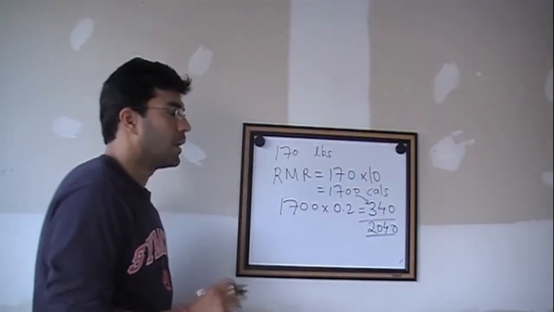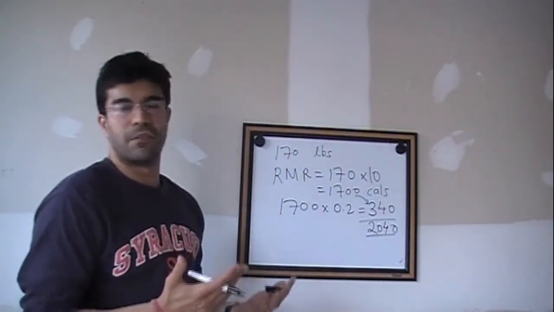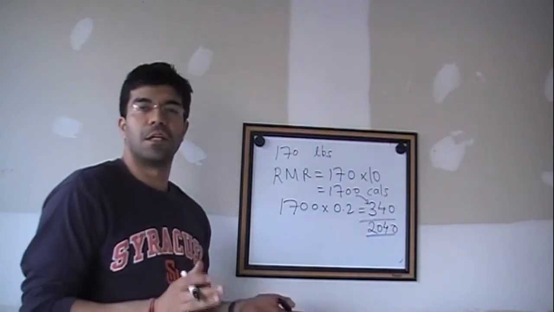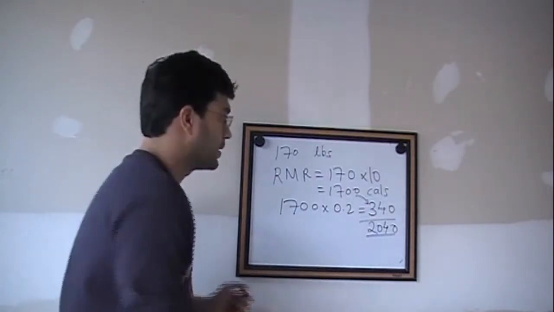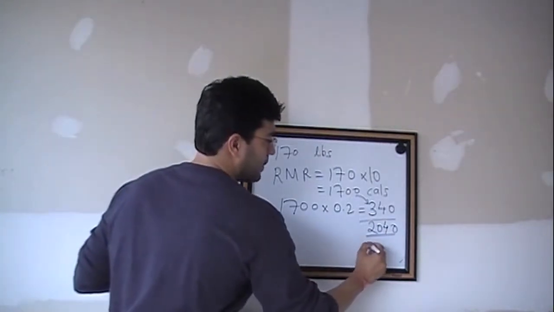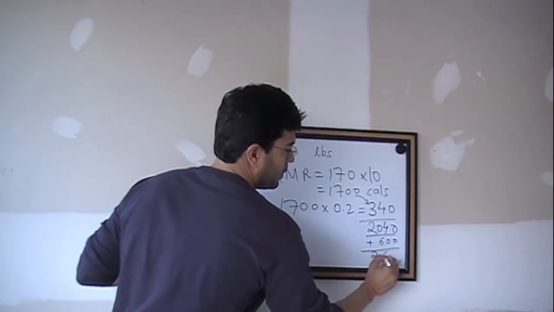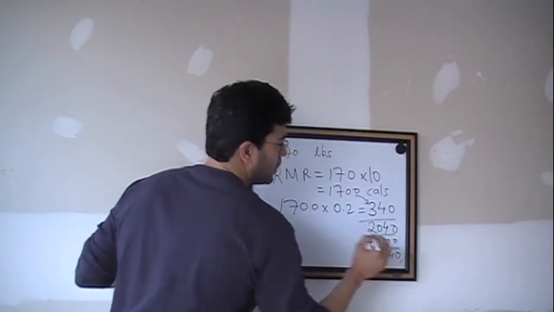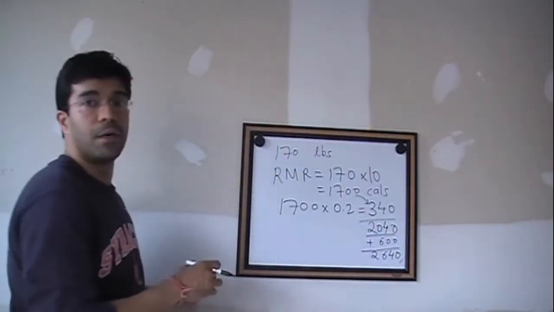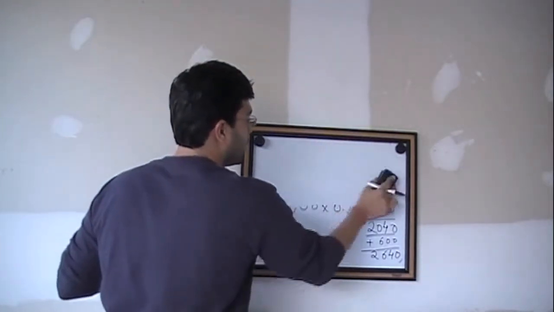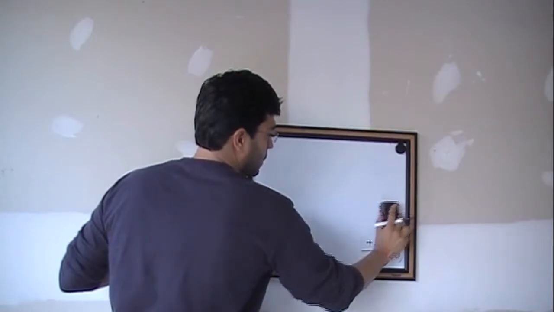So when we add them up, what we get is 2040 calories. Now each workout burns different calories in the P90X program, but an average is about 600 calories. We need to add that to this equation. So when we add 600, we get 2640. Now we take 2640 as a benchmark and try to understand what we can do with that number.